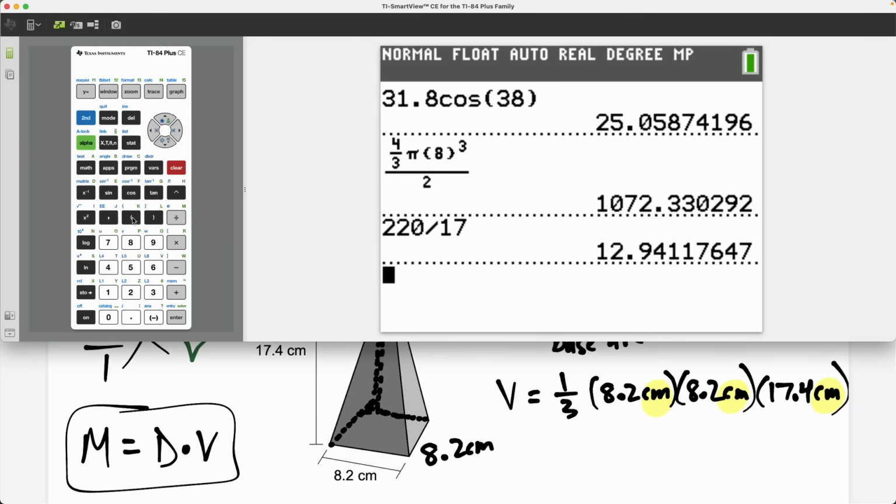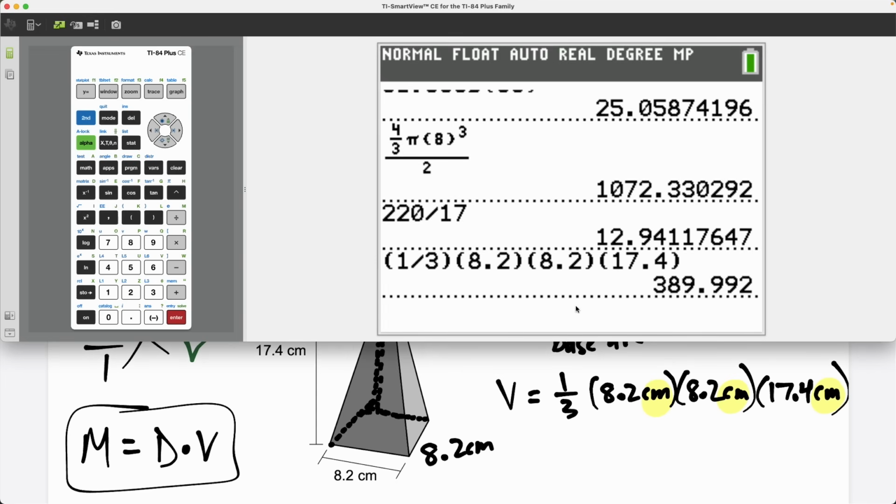So we could start by doing 1/3, and I'll put 1/3 in parentheses like this. And then we have times 8.2 times 8.2. So I could write it twice. I can even say 8.2 squared like this. That's the same thing as doing 8.2 times 8.2. But if that's tricky to remember, you could just write this out the long way and say 8.2 again. So I multiply these two, and then I multiply by 17.4. Okay, so we do this, and this is going to give us the volume of the pyramid.